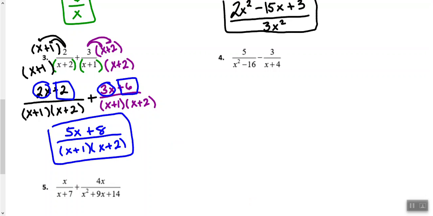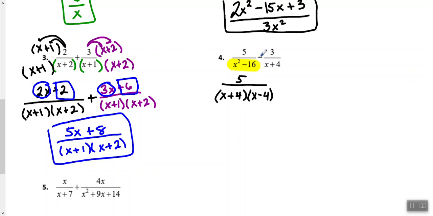All right, problem number 4 gets a little bit different again because here we're dealing with x squared. Whenever we see x squared, we're going to have to factor. This is luckily a difference of squares, so it's an easy factor. So I'm just going to go ahead and factor that. So this becomes 5 over x plus 4 and x minus 4.